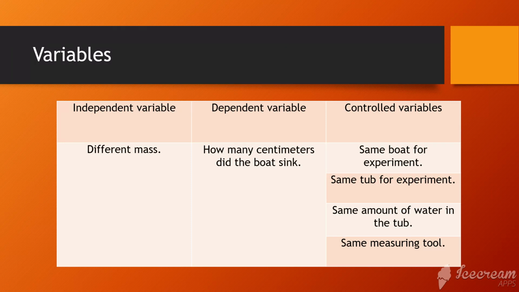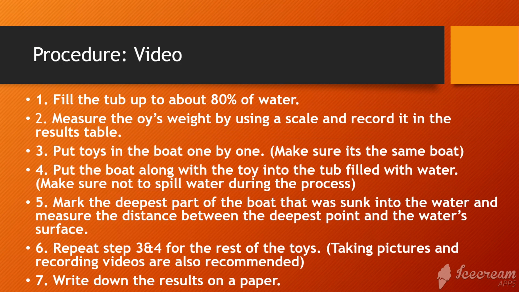So these are our variables. Our independent variable is that different objects have different mass, and our dependent variable is how many centimeters the boat sank. And the control variables are the same. We use the same boat for the experiment and the same tub for the experiment, and we use the same amount of water in the tub and the same measuring tool and units.